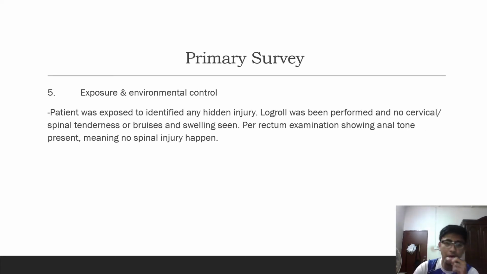As for E in primary survey, E is exposure and environmental control. Patient was exposed to identify any hidden injury. Log roll was being performed and no cervical or spinal tenderness, no bruises and swelling seen. Rectal examination showing anal tone present, meaning no spinal injury happened.